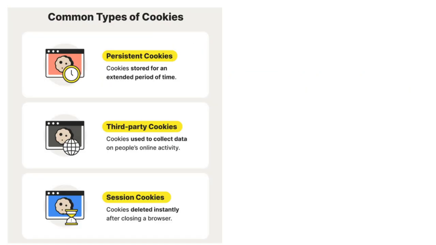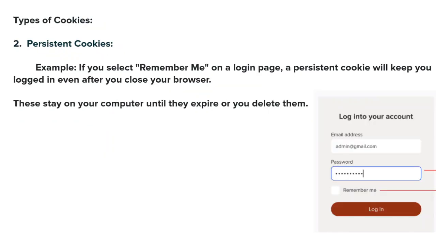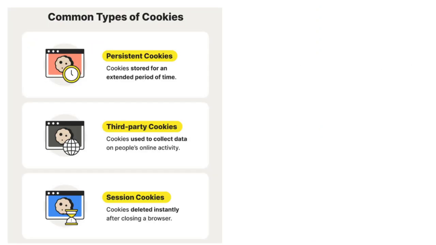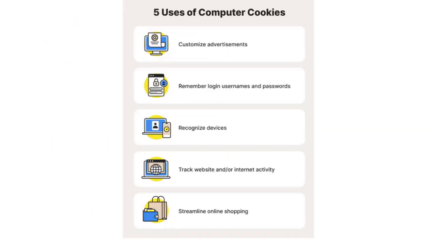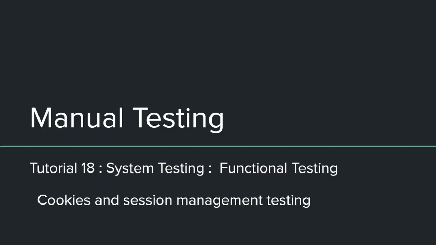Cookies are basically a small piece of data which is stored on the browser. And what is the use of cookies? Customizing advertisements, remembering login usernames and passwords, recognizing devices, tracking website and other internet activity, and streamlining the online shopping experience for the user. We have seen three types of cookies: persistent cookies, third-party cookies, and session cookies. We have also seen the points we should ensure while testing cookies. So that's all about cookies and session management.